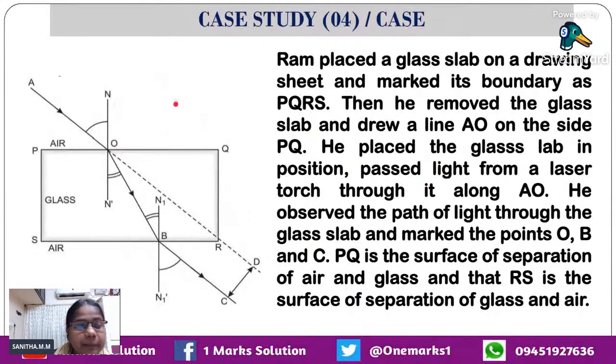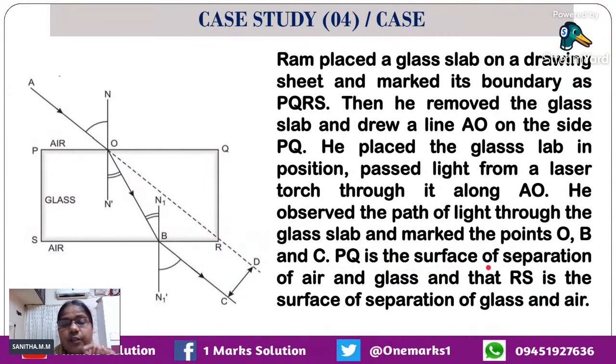It is moving like that. So in this manner, one torchlight, that means a laser torch, will be there. It is pointed, so you can see that very clearly. You can see that from a laser torch through it along AO. He observed the path of the light through the glass slab and marked the points O, B, C. All these points he has marked with this laser beam.